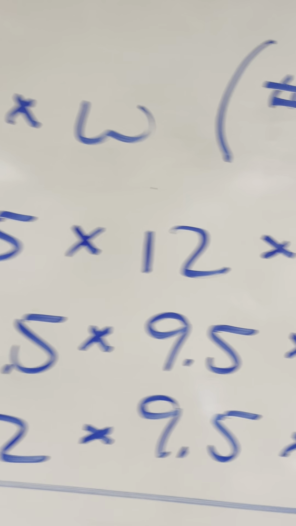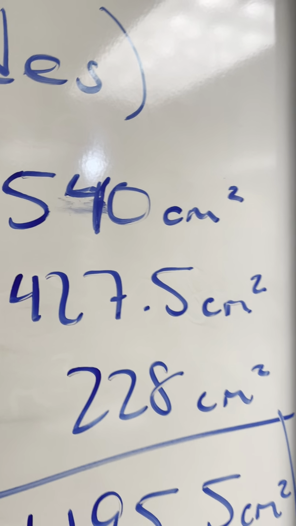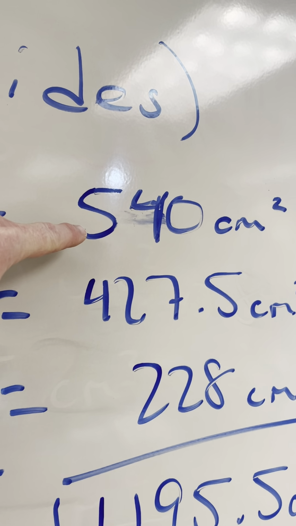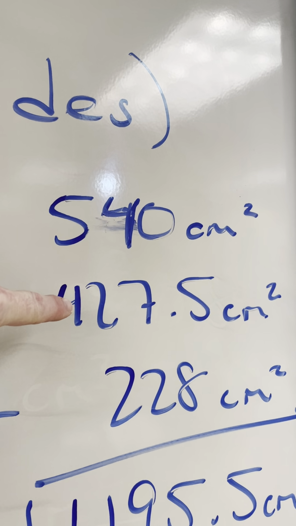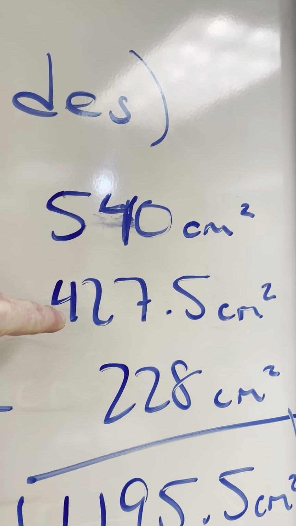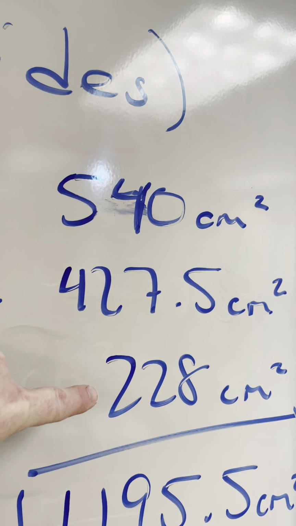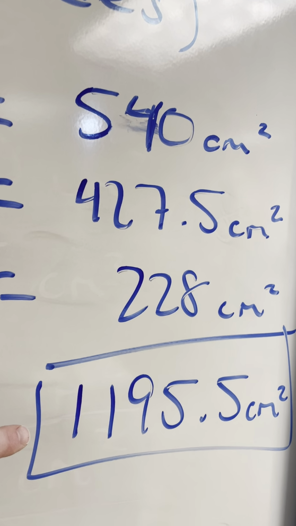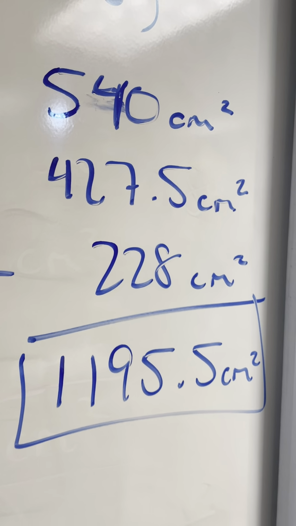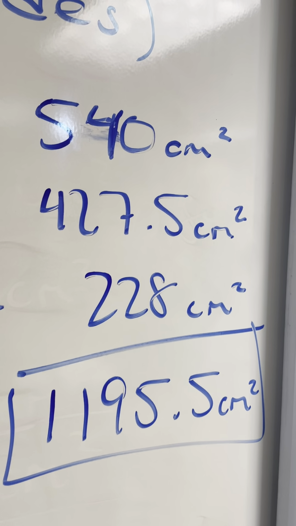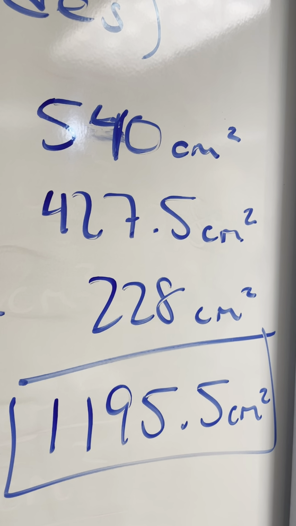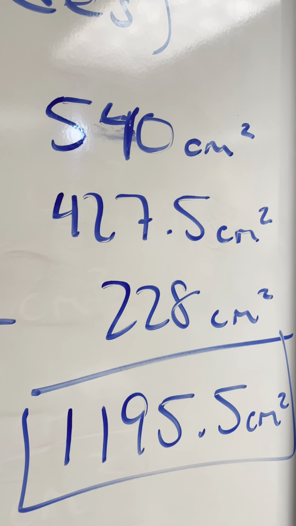So if we multiply those numbers out, we get 540 centimeters squared for 2 sides. Another 2 sides are 427.5 centimeters squared. And the last 2 sides are 228 centimeters squared for a total of 1,195.5 centimeters squared. All right? That's the surface area. And again, I'll go show you this. In fact, I'll run over there real quick and show you.